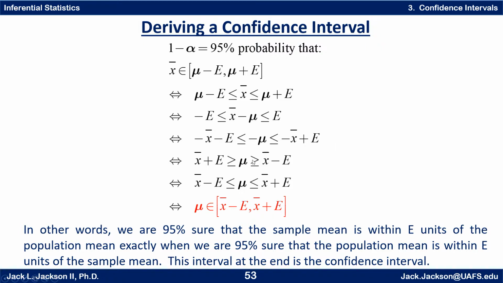Taking this same inequality and just writing it from smallest to largest so that we can use less thans, we get x bar minus e is less than or equal to mu, which is less than or equal to x bar plus e, which says mu is in the interval from x bar minus e to x bar plus e.